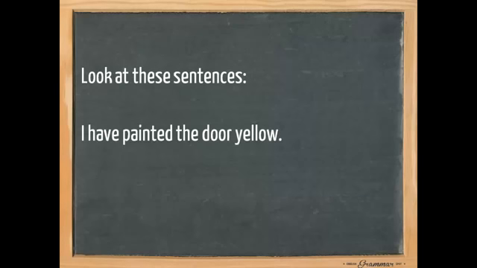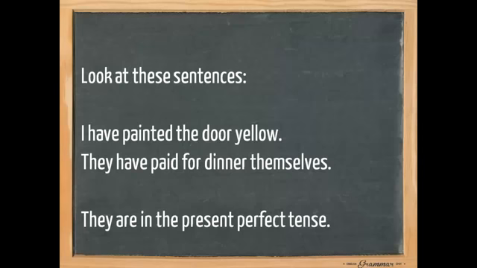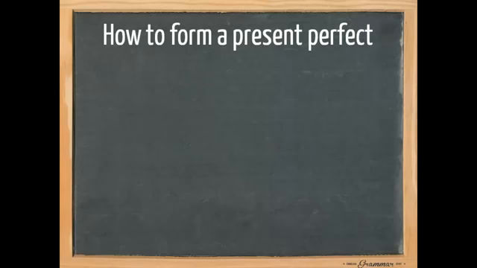Now let's get started. Take a look at these sentences. I've painted the door yellow. They've paid for dinner themselves. Both these sentences are in the present perfect tense. How to form a present perfect? Let's have a look at the regular verbs.